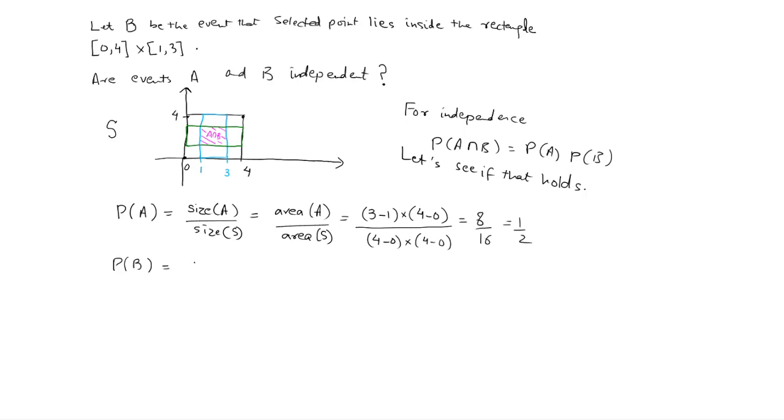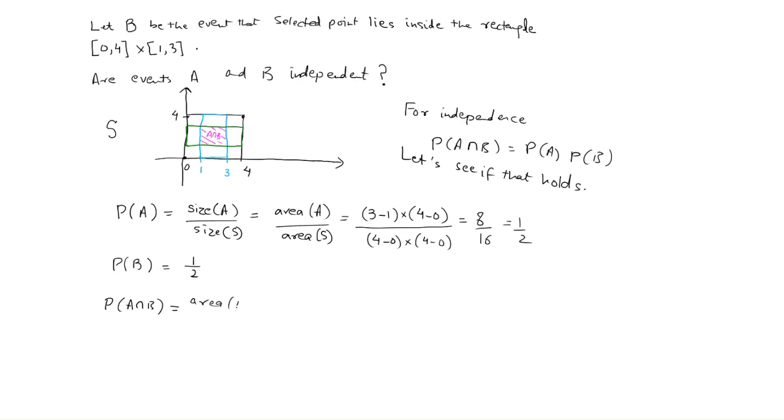Similarly, probability of B will also be half. You can do the math. The probability of B will also be half. And you can see it's the exact same area. It's just the rectangle is rotated 90 degrees. And what's the probability of this purple region, A intersection B?